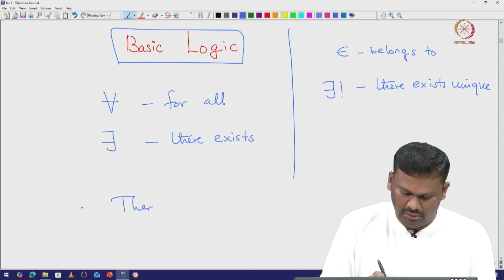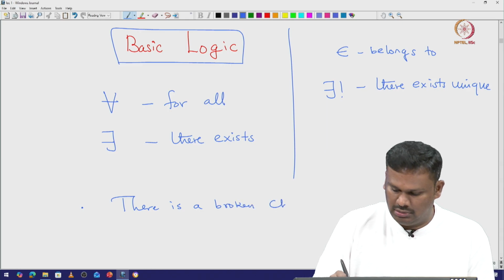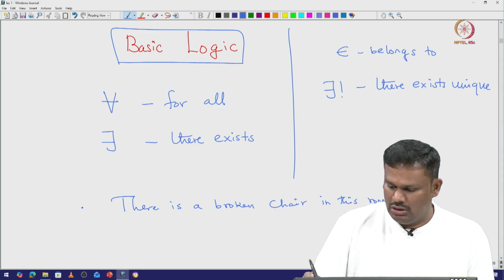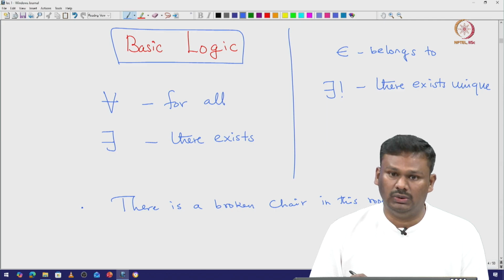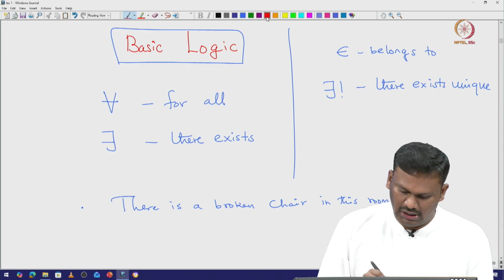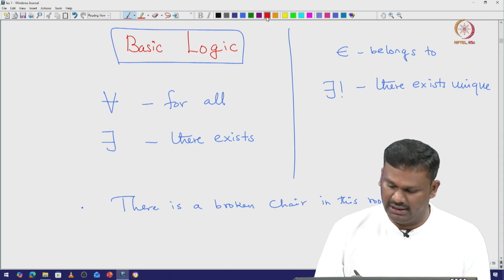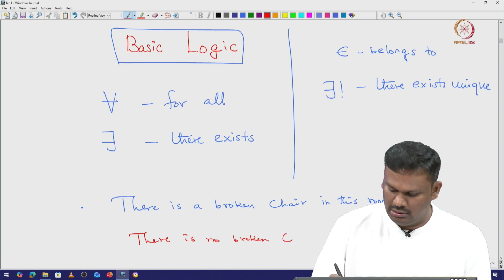Okay. So, there is a broken chair in this room. So, this is given to be a plain English statement. What we want to do is negate this. So, the negation of this is going to be, there is no broken chair in this room.